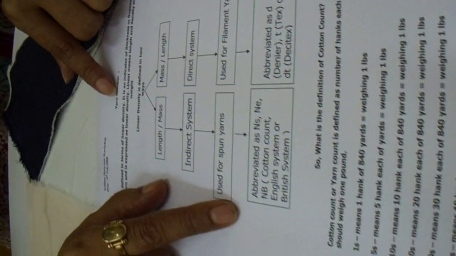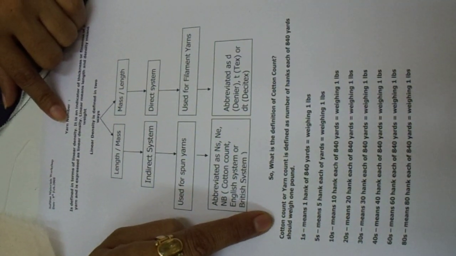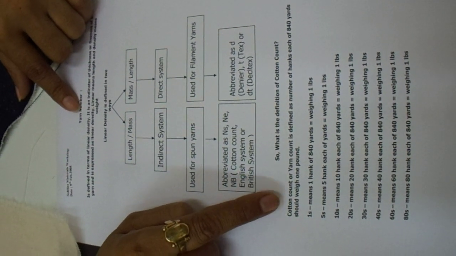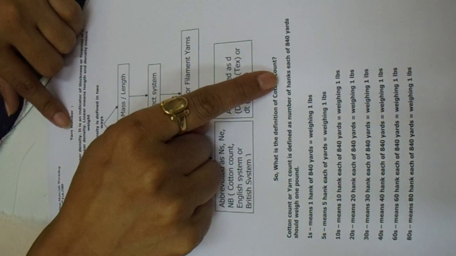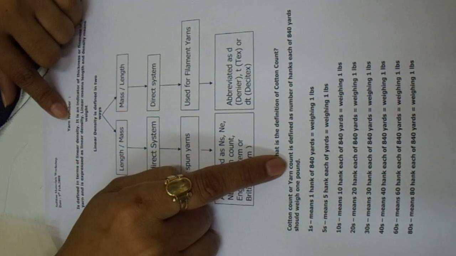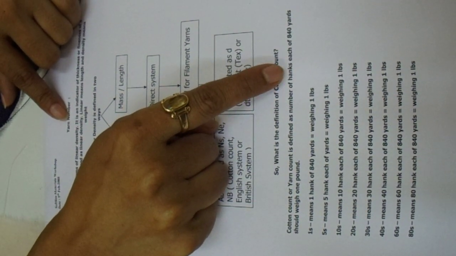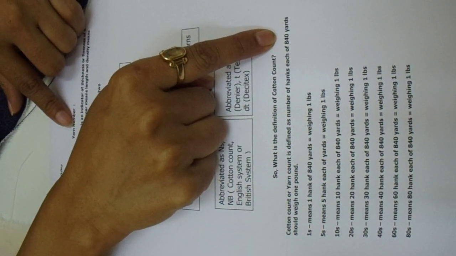Let's see the definition of cotton count, which is your indirect system, the system to calculate yarn count for spun yarns. Yarn count is defined as the number of hanks, each of 840 yards, that should weigh 1 pound. What is a hank? A hank is basically a coil of yarn which measures 840 yards.